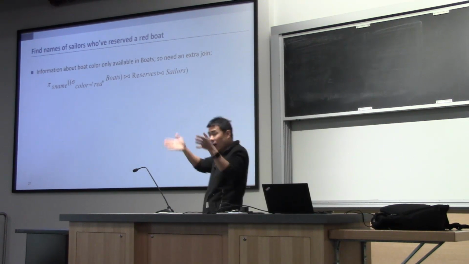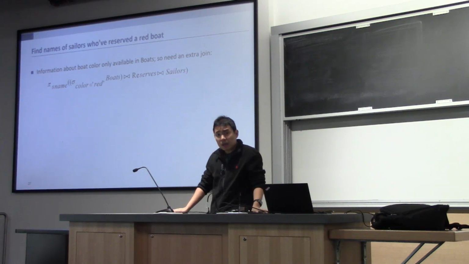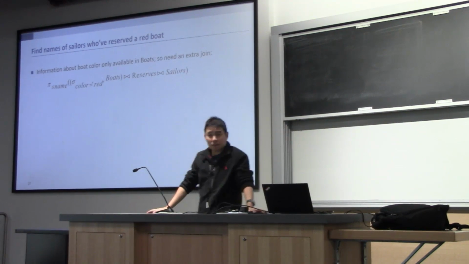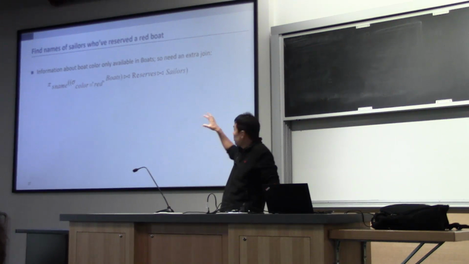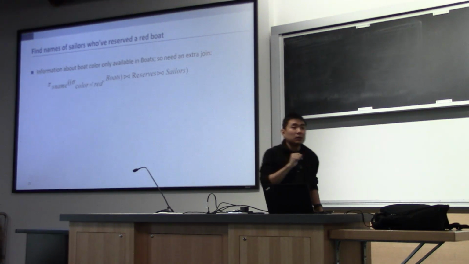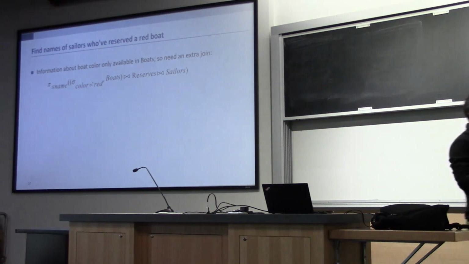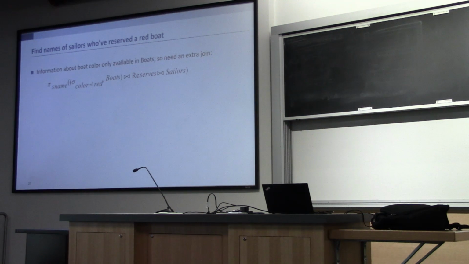Then I take the resulting schema of the natural join between boat and reserve, and I naturally join that with sailors. But now, if you think about it, the schema of that natural join is what? It's boat ID, color, name of the boat. You get rid of that second boat ID from reserve. You have SID and date. So the resulting table of that natural join has 5 attributes like that.